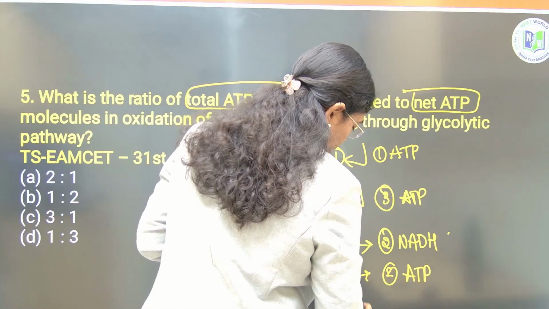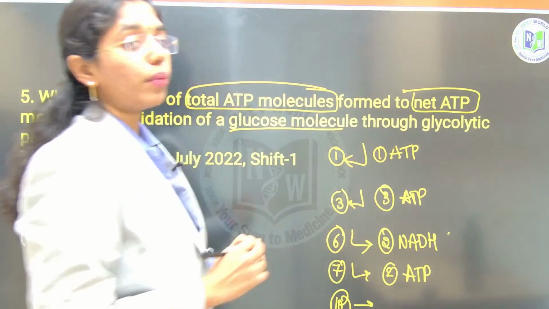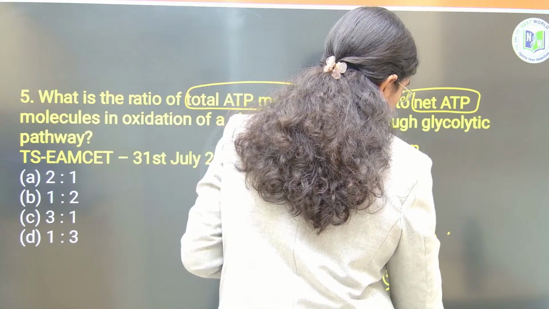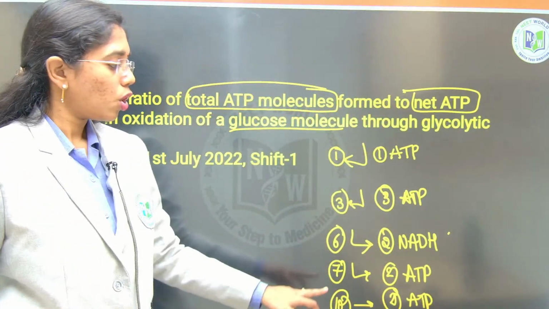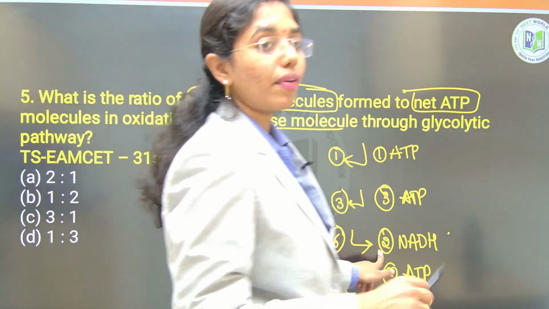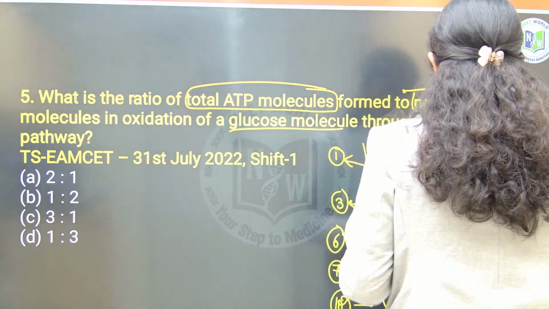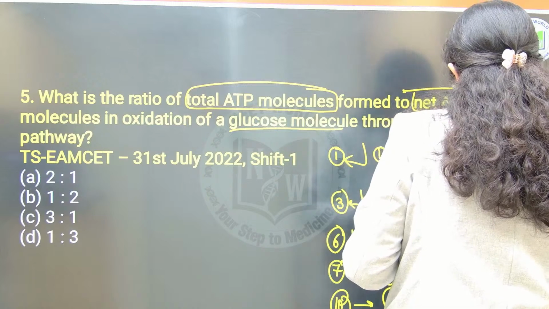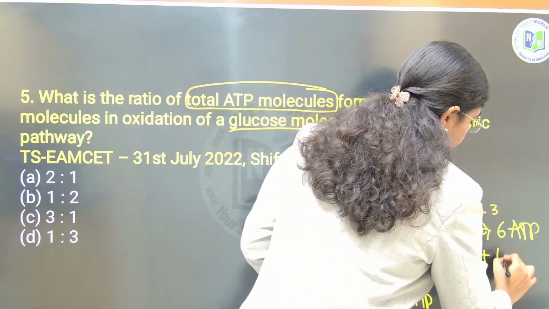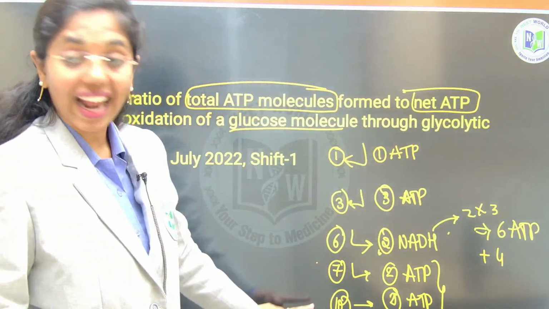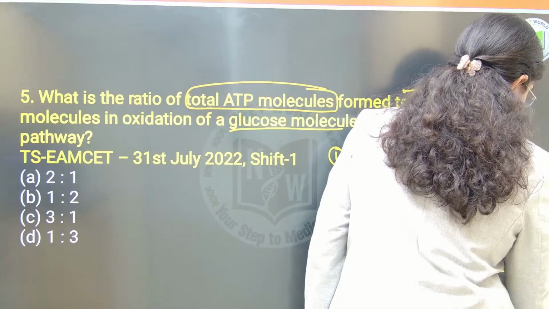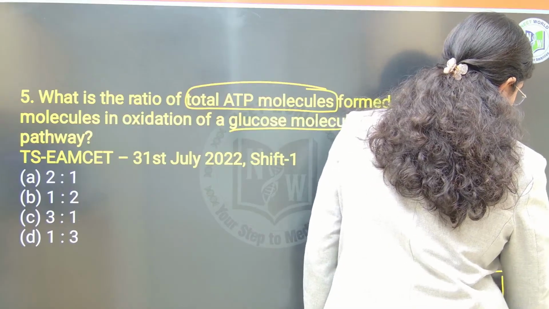At the 10th step, where phosphoenol pyruvate is converted to pyruvate, which is the final product of glycolysis, again 2 ATP is released. So, the gross ATP released is 4 ATP. Total ATP, how do you have to calculate, ma? 2 NADH when it gets oxidized to ATP, 2 into 3, it is 6 ATP, plus 4 ATP, which is the gross ATP released in the 10th and 7th step. So, it is total 10 ATP, right?